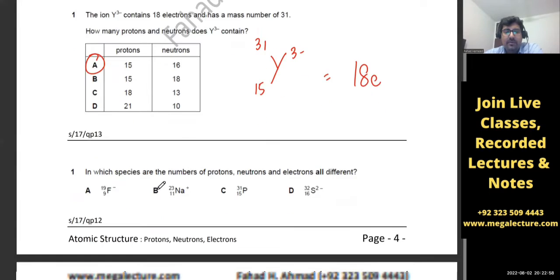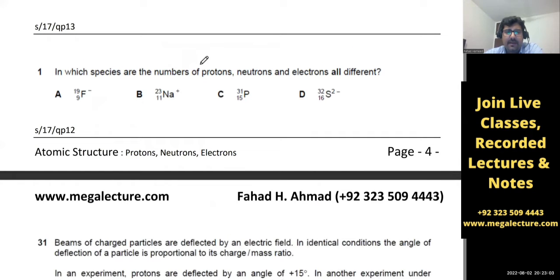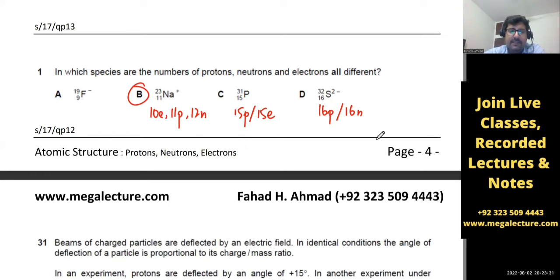Yes. Achha, phir ye wala kar lete hain, where the number of protons, neutrons, electrons are all different. Which one? This one is 16 protons, 16 neutrons, so it's not different. This one is 15, it's neutral, so 15 protons and 15 electrons, obviously not different. This one is 10 electrons, 11 protons and I guess 12 neutrons, so it's going to be B for this one.